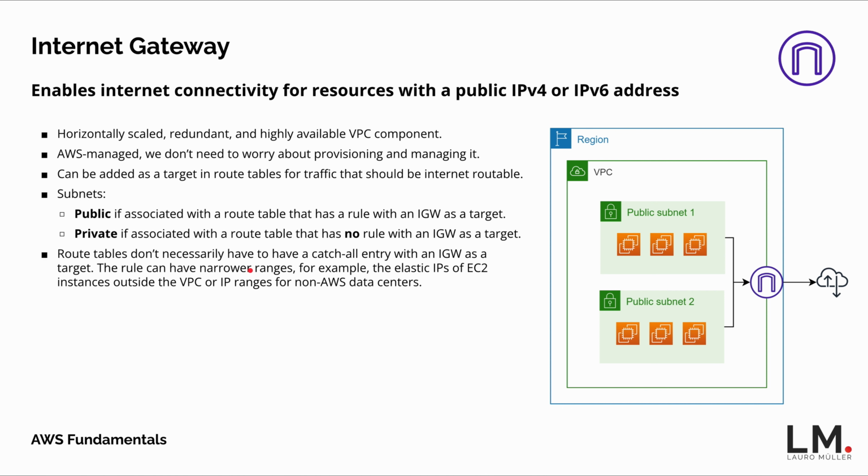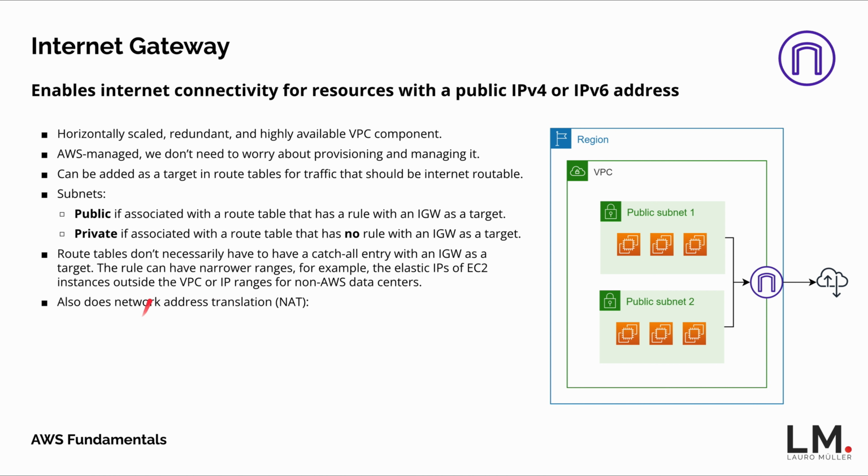Route tables don't necessarily have to have a catch-all entry with an Internet Gateway as a target, so we can have, for example, narrower ranges. We can pass elastic IPs of EC2 instances outside of the VPC, or we can also pass IP ranges for non-AWS data centers. Let's imagine that we would like to go over the internet to an on-premises data center. We can also set only the specific IP range of that data center in our route table and then provide an Internet Gateway as the target.